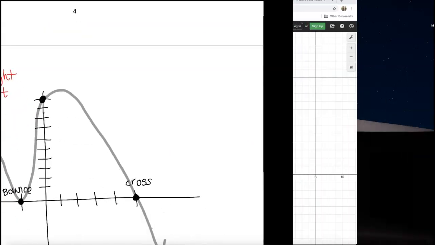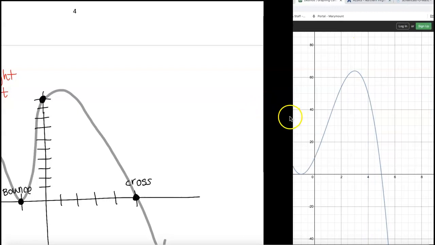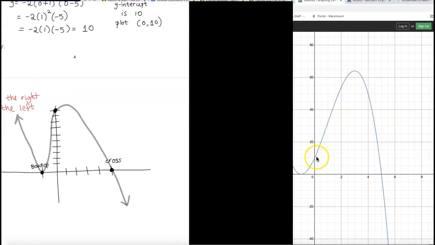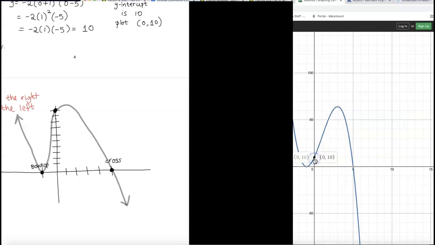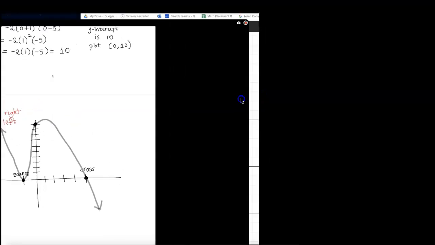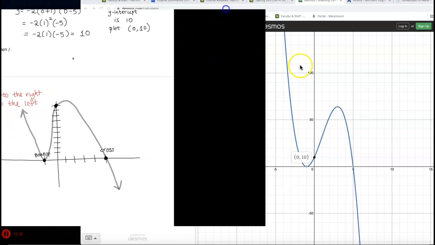See, that's my graph. And this is what Desmos gave me. And if you look, we do have a y-intercept at 0, 10. So my curve right there wasn't high enough, but it doesn't matter. It has that pattern. Let me make this small so that you can have both graphs on the same screen. That's good. So it's going up to the left and it's going down to the right. It's definitely crossing the x-axis at 5, but it's bouncing off the x-axis at -1. And we have a y-intercept at 0, 10.